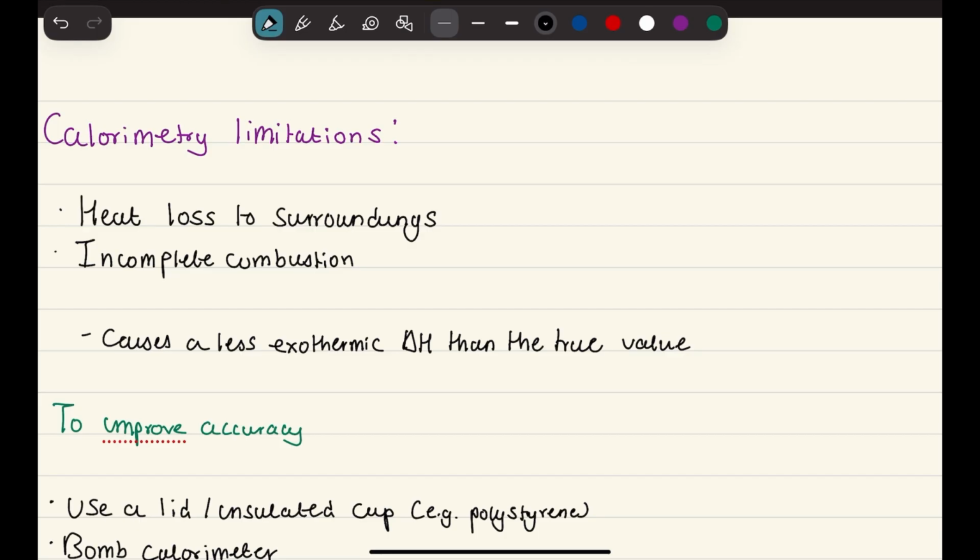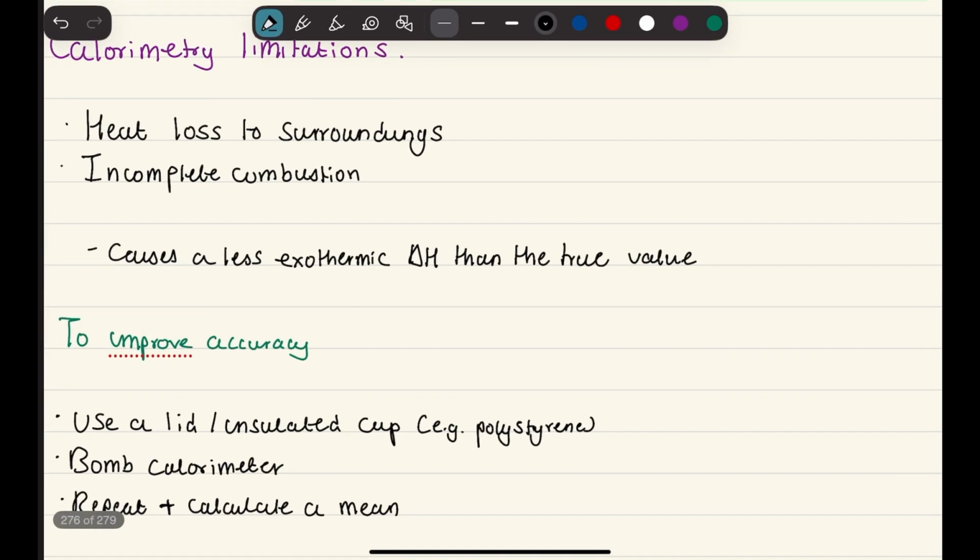There's probably more. If you come across this in a question and it's not one of these two, which I'd be really shocked by, you can just look at the mark scheme and copy down some more reasons. But these are the main two. Both of them are going to cause a less exothermic enthalpy change than the true value, because the energy change we calculate is going to be lower.